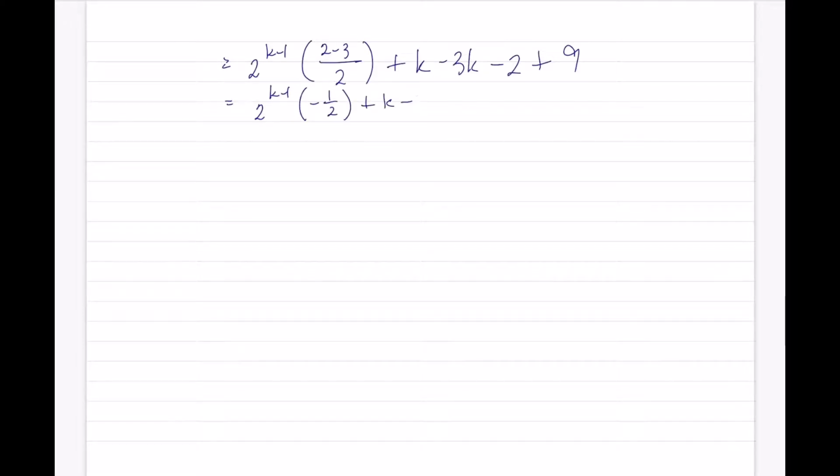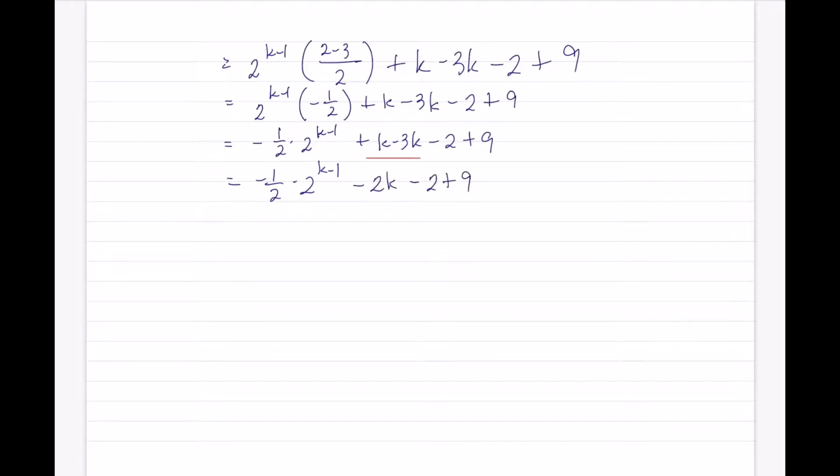So that would give us negative 1/2. And then that would be negative 1/2 times 2 raised to k minus 1 plus k minus 3k minus 2 plus 9. Then we subtract k minus 3k. That would give us negative 2k minus 2 plus 9, and then negative 2 plus 9, that would give us 7. So we now have another equation. That would be equation 8.